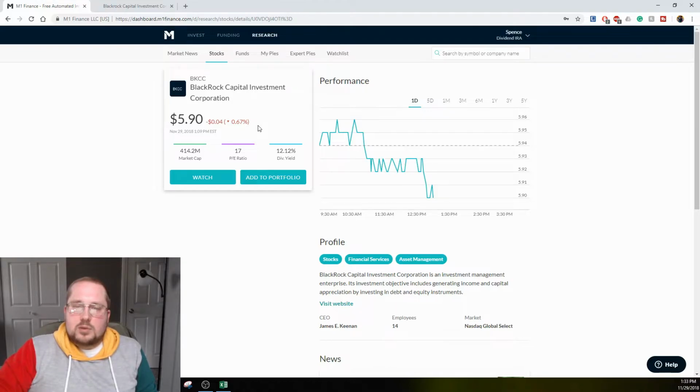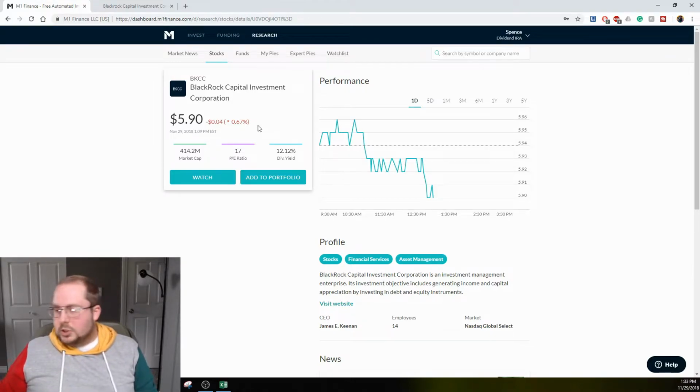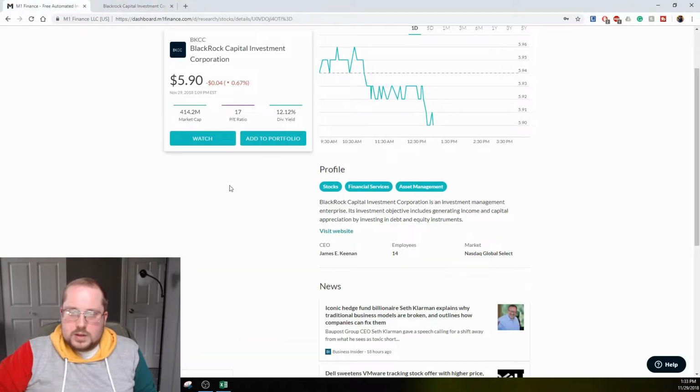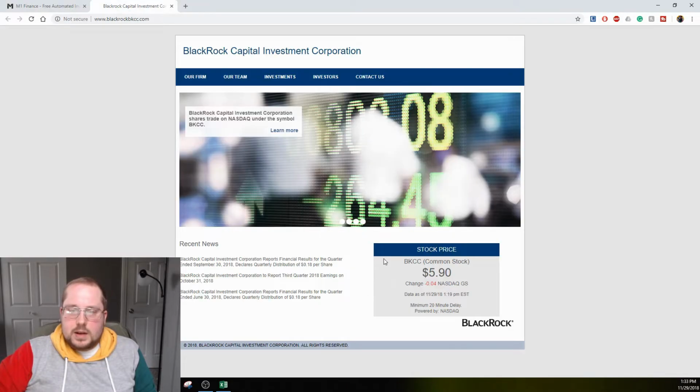Now, BlackRock Capital Investment, let me just read a little bit about them. They are an investment management enterprise. That means they focus on making income and capital appreciation by investing in debt and equity instruments. So we can read about BlackRock on their website. M1 Finance was nice enough to give a link to that. So here it is. Basically it tells about the stock, the company, what their dividend yield looked like, and all that stuff.